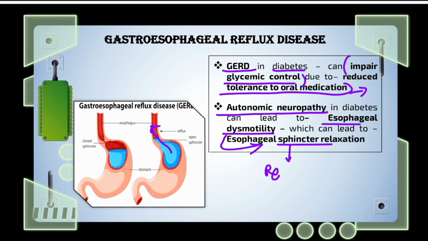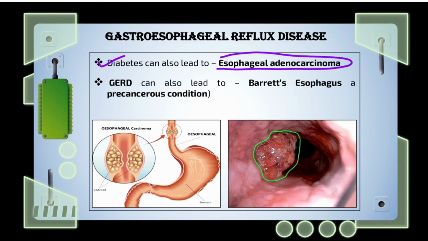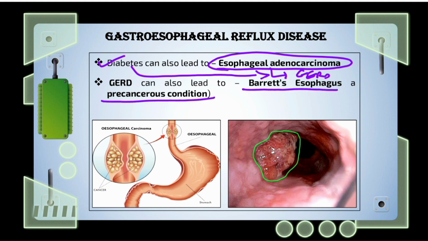This can be better understood by this diagram. Diabetes can lead to development of esophageal adenocarcinoma, as GERD, which is very common in a patient with diabetes, is also a risk factor to develop esophageal adenocarcinoma. Apart from that, GERD can also lead to development of Barrett's esophagus, which is a precancerous condition.